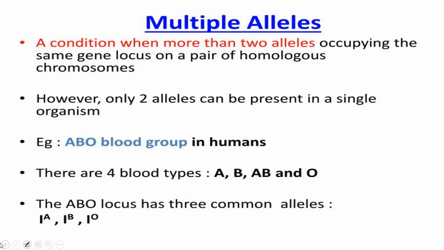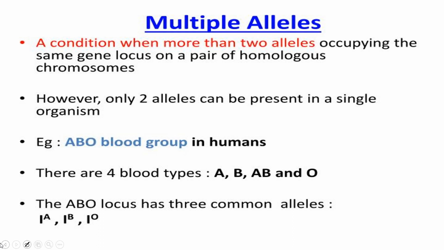Now next is the part called multiple alleles. So what do multiple alleles mean? More than two alternative forms, or alleles, of a gene in a population occupying the same locus, the same position on the chromosome or its homologous, are known as multiple alleles.